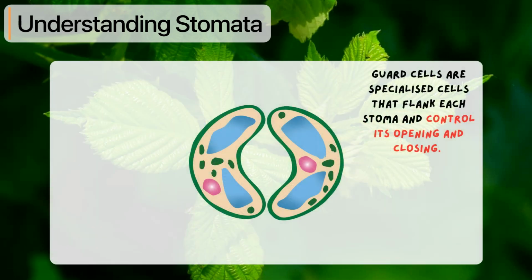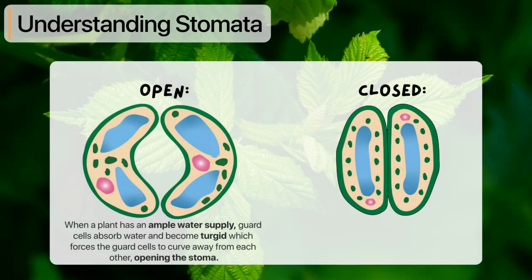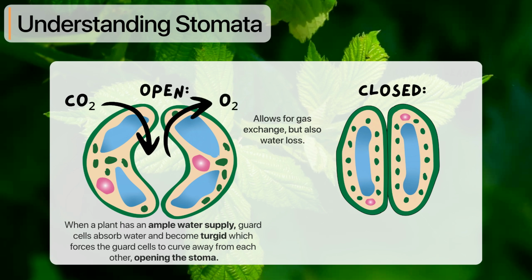Guard cells are specialized cells that flank each stoma and control its opening and closing. When a plant has an ample water supply, guard cells absorb water and become turgid, or swollen. The turgidity forces the guard cells to curve away from each other, opening the stoma. This allows carbon dioxide to enter for photosynthesis and oxygen to exit. However, it also means more water vapor can leave the plant through transpiration.